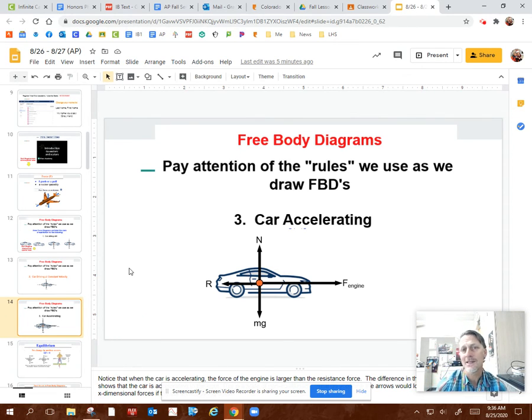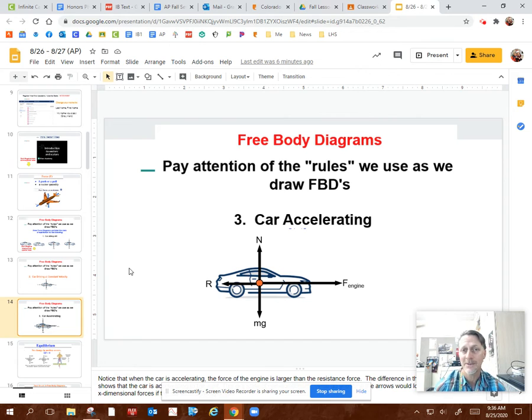Now, some people confuse that and think, oh, that means the car's moving to the right. That's not what it means. The car in the previous picture was also moving to the right, but it was in equilibrium. The fact that the arrow is longer means that it's in non-equilibrium. It is not in equilibrium. And whenever you see that imbalance of arrow sizes, that's a sign that the object is accelerating in the direction of the imbalance.